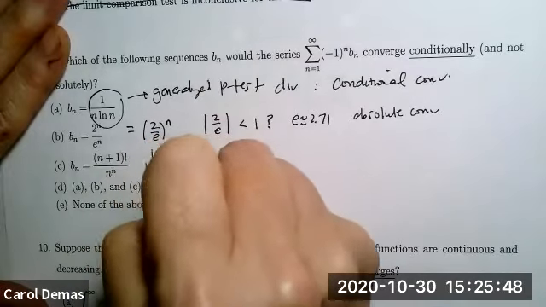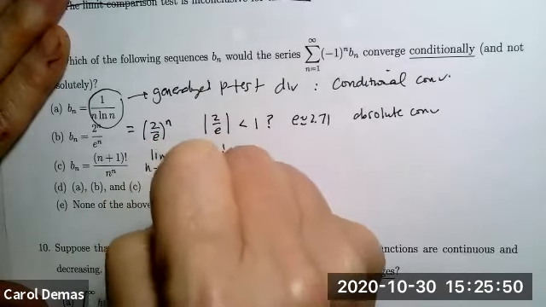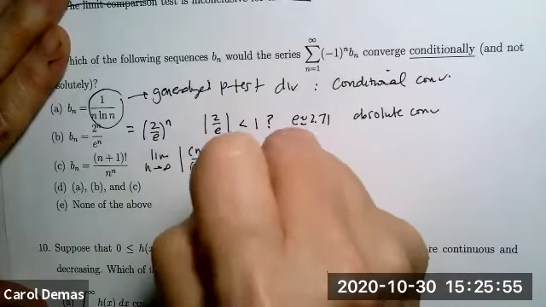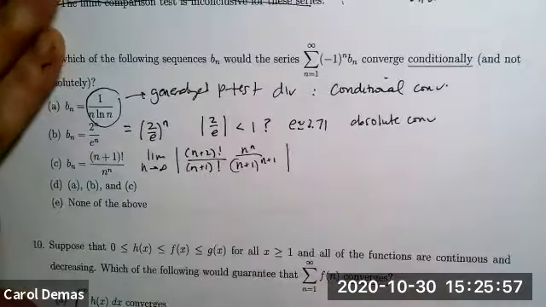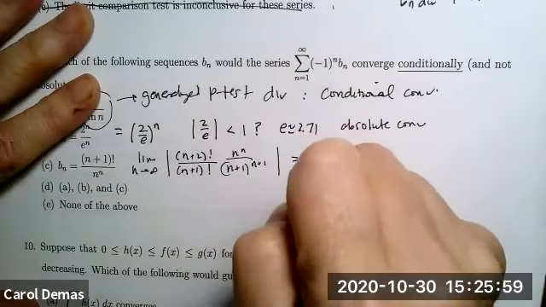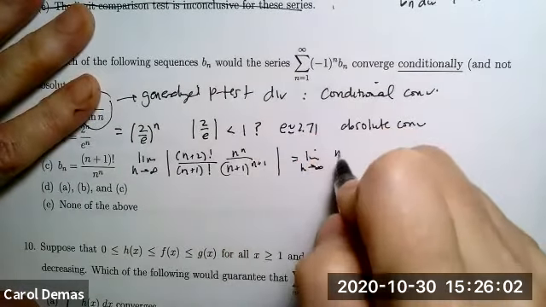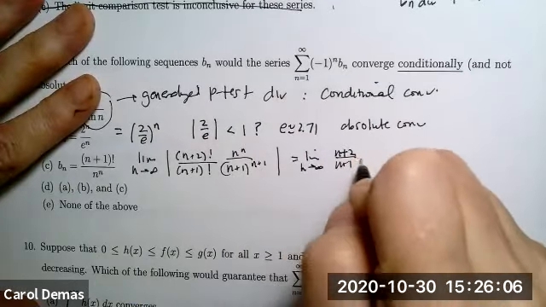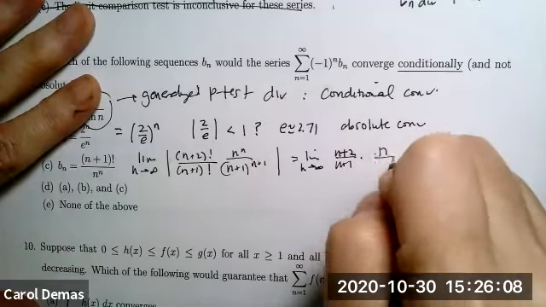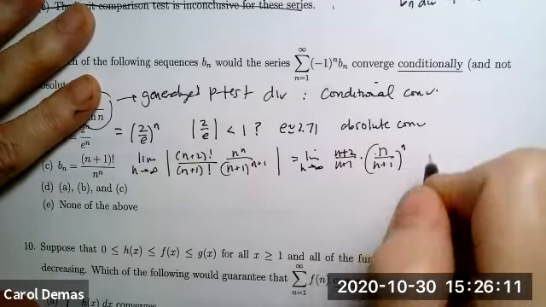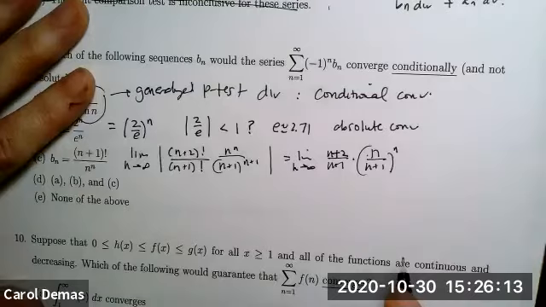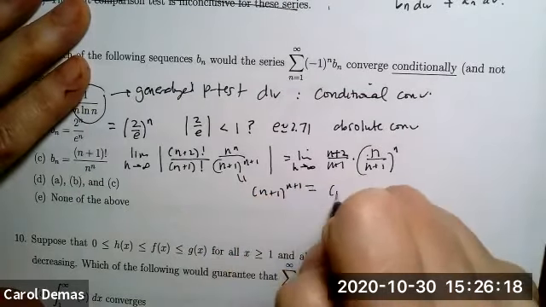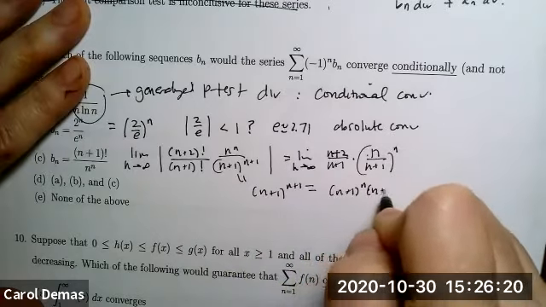And we'll have (n+2)! over (n+1)!, times (n+1)^(n+1) over n^n. And that's going to give us (n+2) over (n+1), and then we'll have (n over n+1)^n. Okay, that's because (n+1)^(n+1) is (n+1)^n times (n+1).